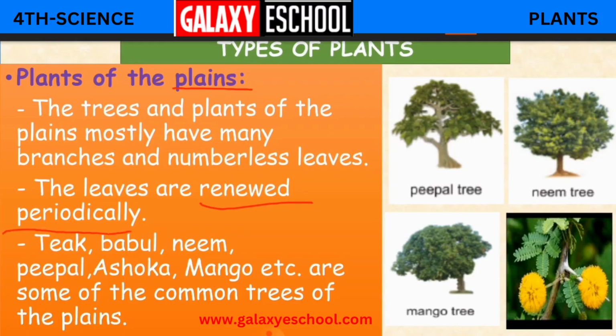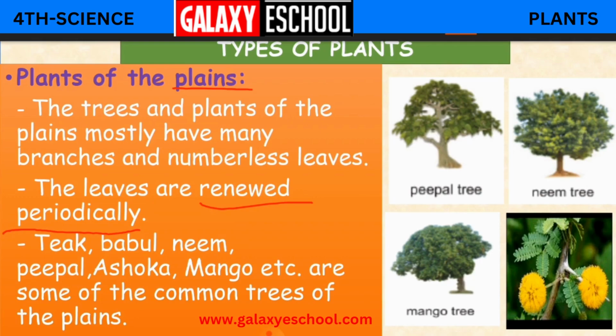Periodically means, children, like we have our periods, first period, second period, third period. One after the other, we have 6 or 7 periods in a day in school. Same like that here also, periodically in the sense time to time. The leaves of these plants are going to grow again and again. According to the seasons, they shed their leaves, and again they start growing new leaves.